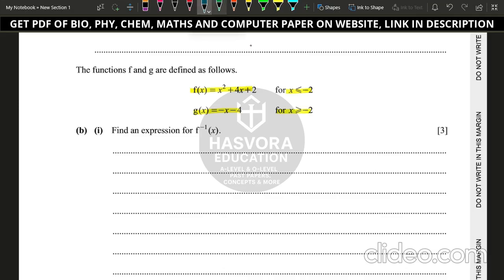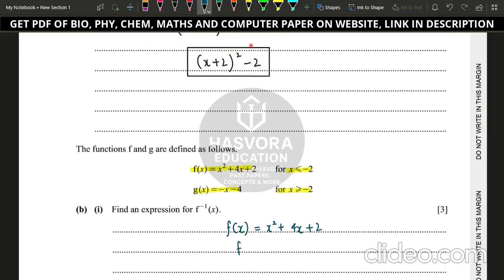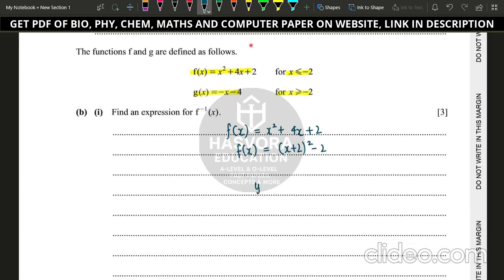Now you have to follow some very systematic steps to get full marks in this. So first of all, we know that f of x is equal to x squared plus 4x plus 2, and in the previous part we figured out that it can be written in this form. So f of x is equal to (x plus 2) whole squared minus 2. Now we will write y is equal to f of x, and substitute this, so it becomes y is equal to (x plus 2) whole squared minus 2.